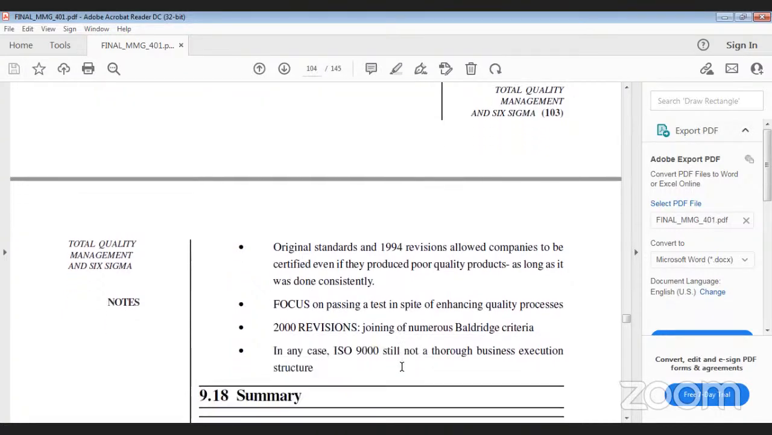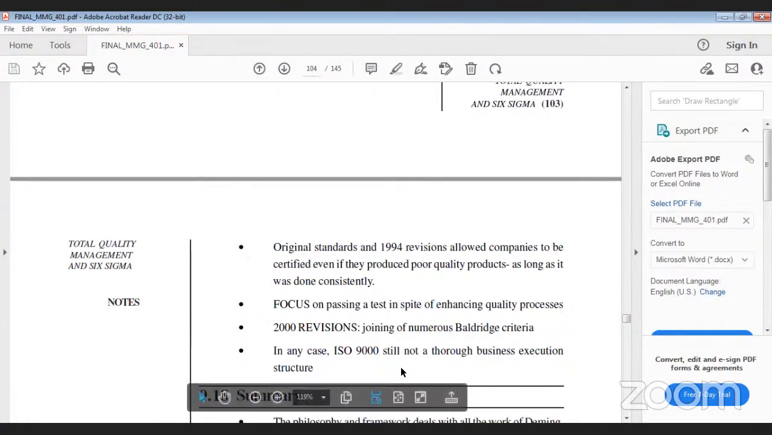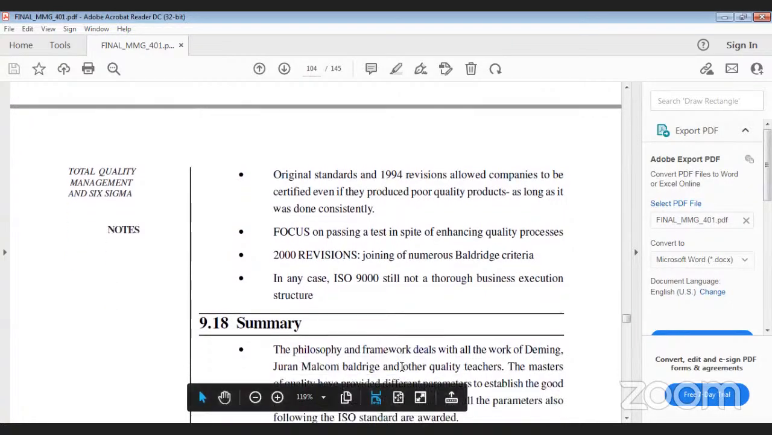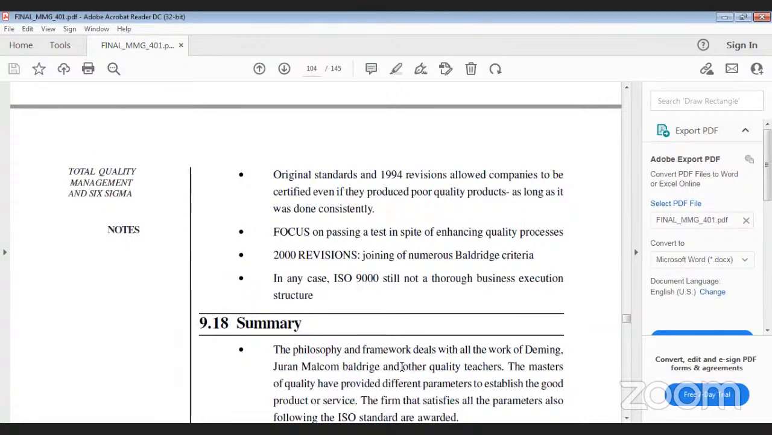companies to pass even if they produce poor quality products, as long as the documentation was done consistently, then focus on passing the test in spite of enhancing the quality process. 2000 revisions joined the numerous Baldrige criteria. In any case, ISO 9000 is still not a true business execution structure.